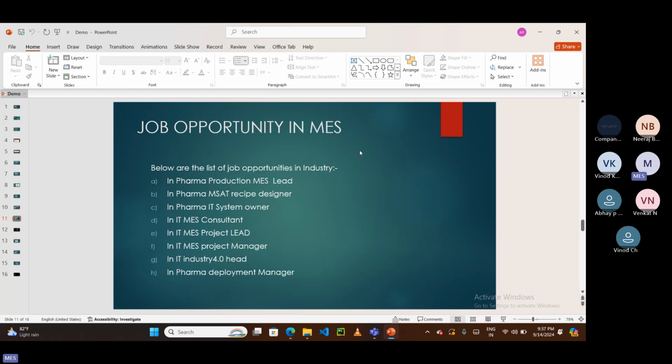But as your experience increases slowly, if you are part of a pharma company team, then you have to grow yourself. You will get a chance to work on other applications also, and you can get a position like digitalization head also, but it will take time. But these initial positions are good for MES roles.